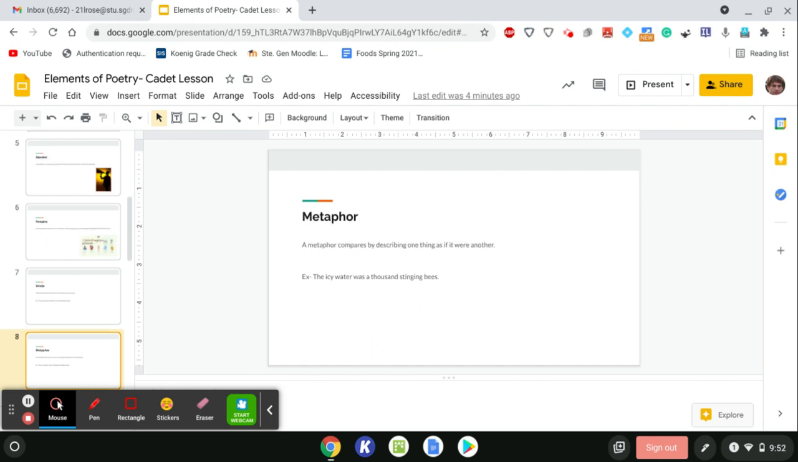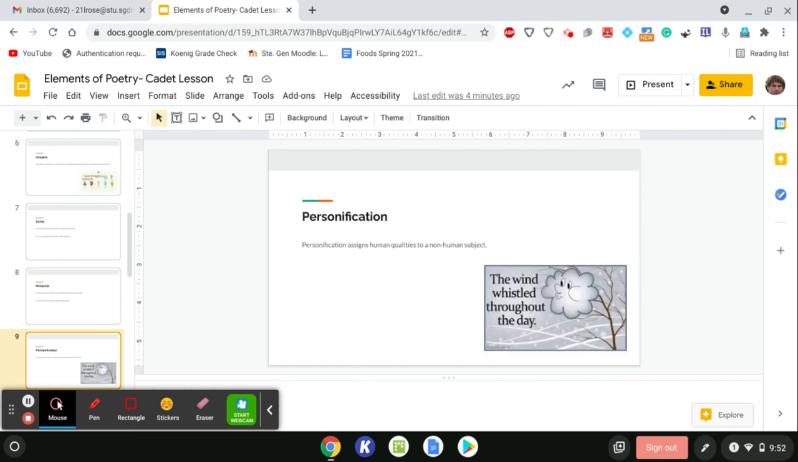A metaphor. A metaphor compares by describing one thing as if it were another. The icy water was 1,000 stinging bees. Personification. Personification assigns human qualities to a non-human subject, like the wind whistled throughout the day.